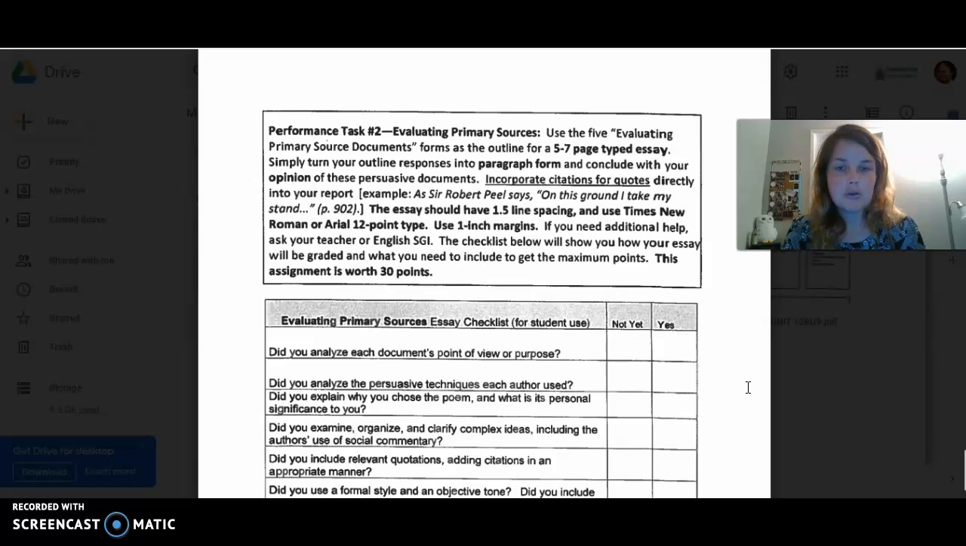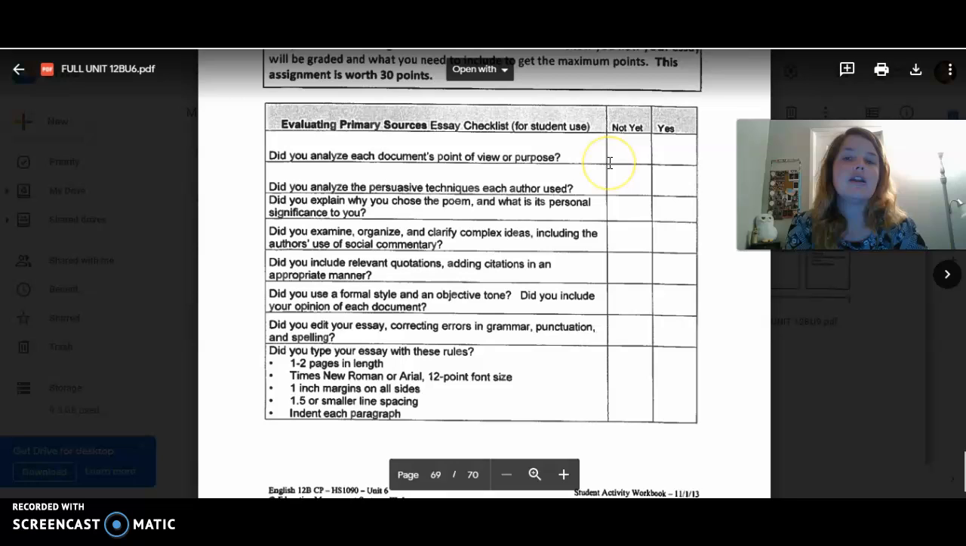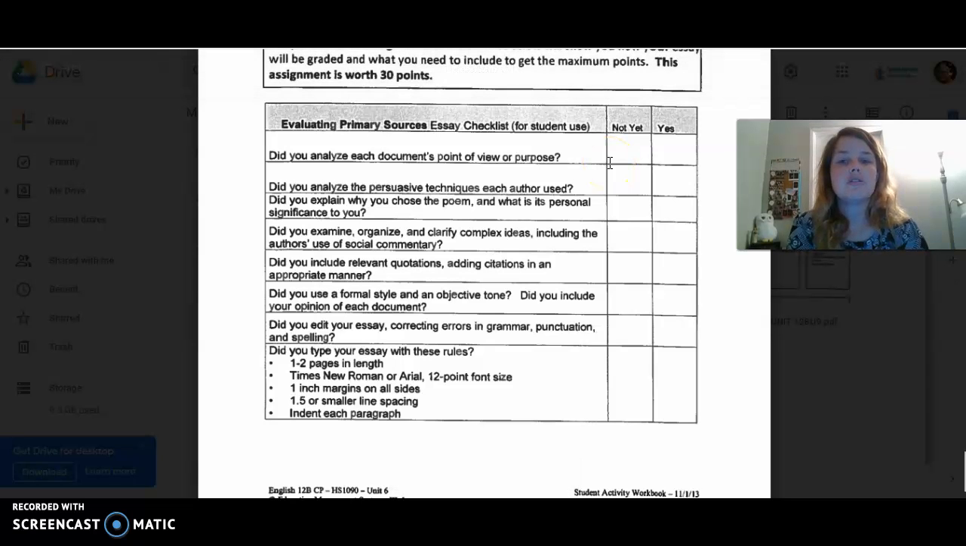You're going to have quotes, that correct formatting, and then you're going to go through this checklist. Did you analyze each document's point of view or purpose? So remember, purpose, persuade, entertain, or inform, right? The pie. Did you analyze the persuasive techniques that each author used? So ethos, logos, and pathos. Did you look into why they used it?